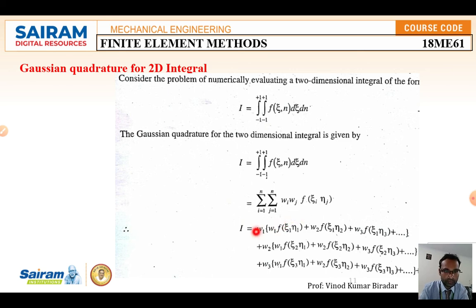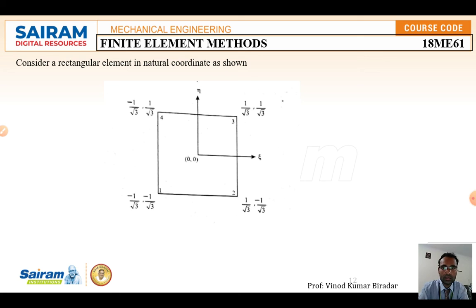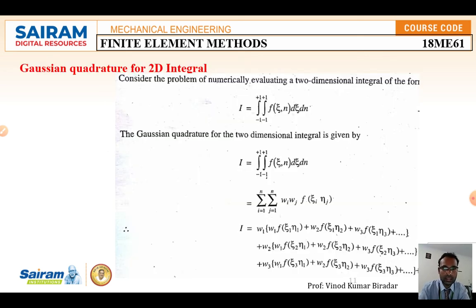So here three directions will be there, so you have to replace w1, w2, w3 here. So you are going to get this equation, look at this third element. So I is equal to w1 f of zeta 1, eta 1, plus w2 f of zeta 1, eta 2, and plus w3 f of zeta 1, eta 3. So that is the integration in the two directions.